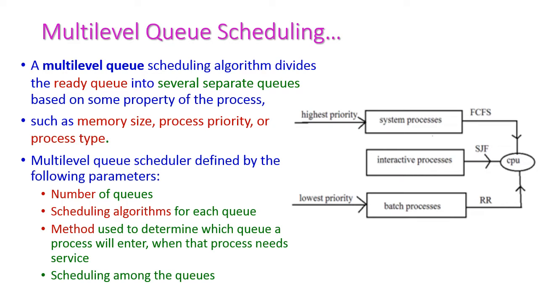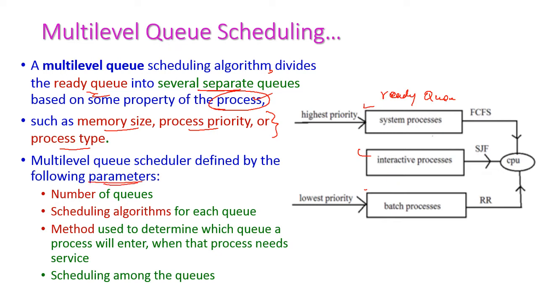The multi-level queue scheduling algorithm divides the ready queue into several separate queues based on the properties of the process. Here in this diagram we have three different ready queues. All are called ready queues. The ready queue will be created based on the process memory size, based on the process priority, and based on the type of the process. So based on the requirement, the separate queue will be created.